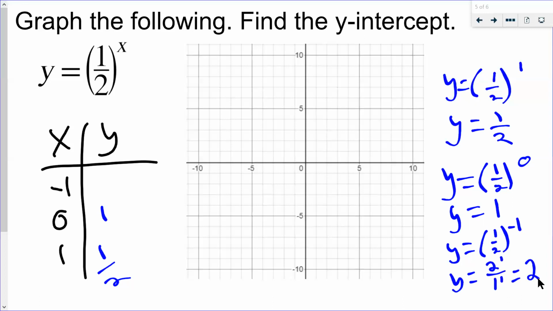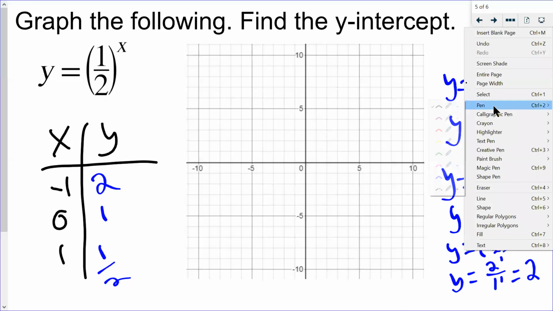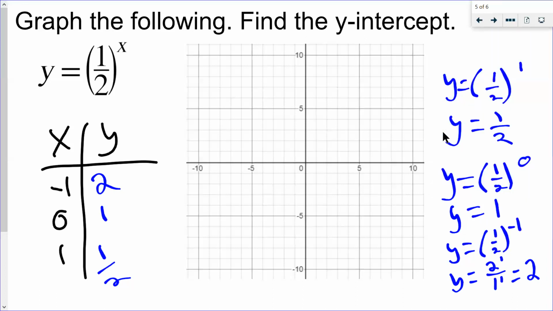So 1/2 to the -1 power would be just 2. Now we have our 3 points to plot. Let's do that. Let's plot our 3 points. So our first one's -1 over, up 2, so we're going to draw that point. Not too bad. Looks like it's about 1.8, not very good.